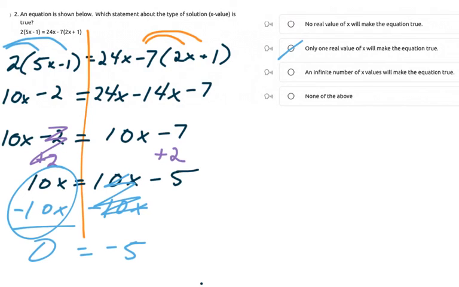Sometimes you go for none of the above, but usually the answer choice is not none of the above. The best one is right over here. Yeah, if you get x just wiped out, then no value is going to make x true, and that's the answer right there for 2.